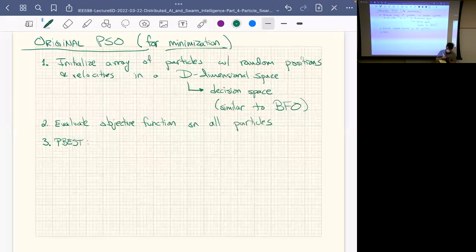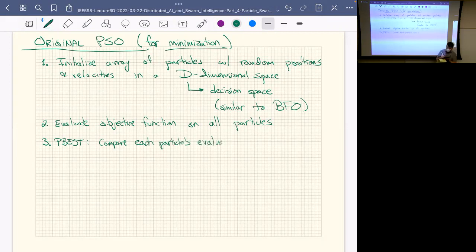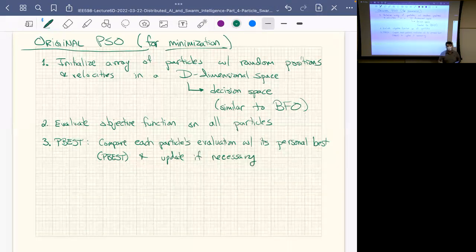So compare each particle's evaluation with its personal best, and we'll call that P best, and update if necessary. So that's a little bit of memory. Every particle knows the position and value of its personal best. So this is where I was, and this is how well I was doing, how low the optimization objective was there. Every particle knows its current position and its current value.